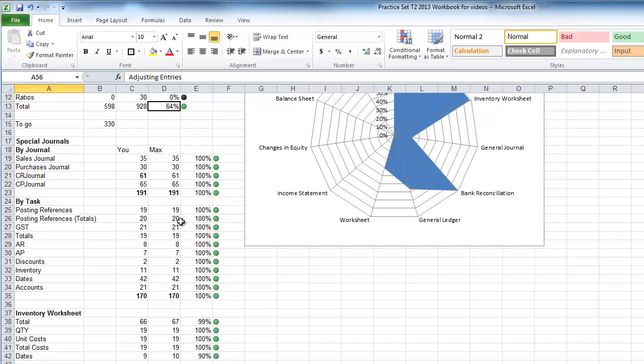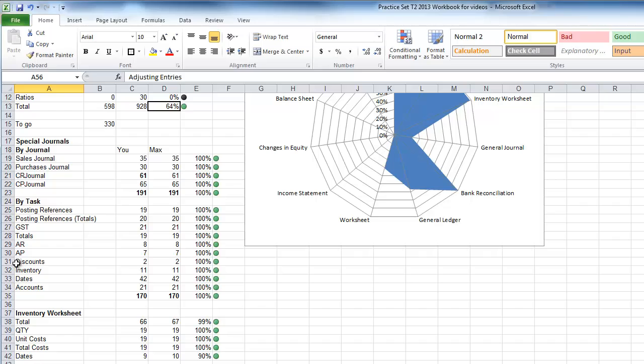Now, if they weren't all correct, this is where your clue would be. If you're not 100% with your special journals, it might point you to an attention area. GST, yes, all the GST calculations are correct. All your columns are totaled correctly. The items dealing with your subsidiary ledgers, accounts receivable subsidiary ledger and accounts payable subsidiary ledger, all done perfectly. Now that would be the amounts and your posting of them.